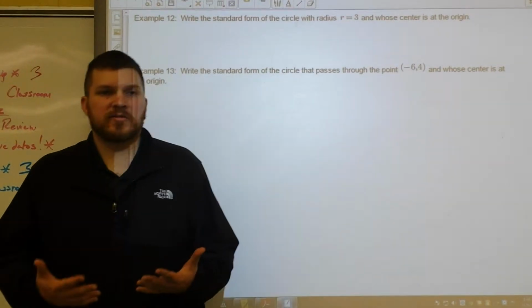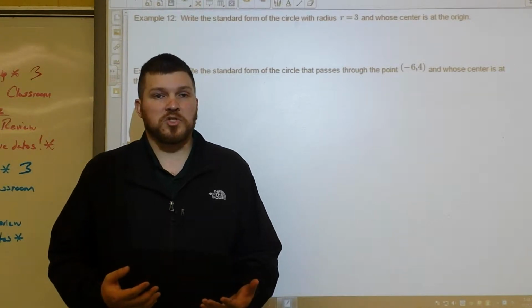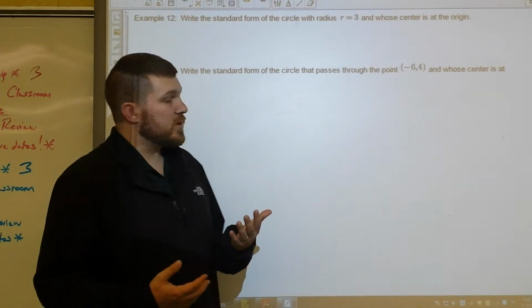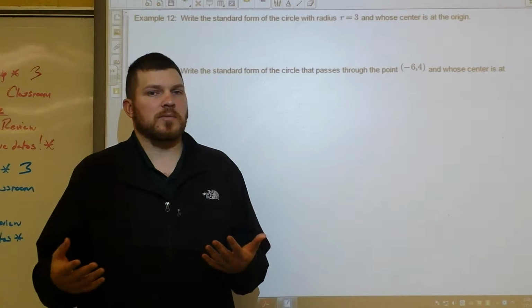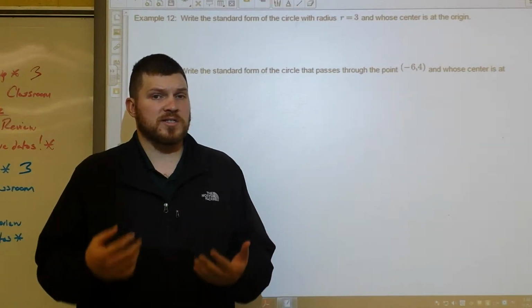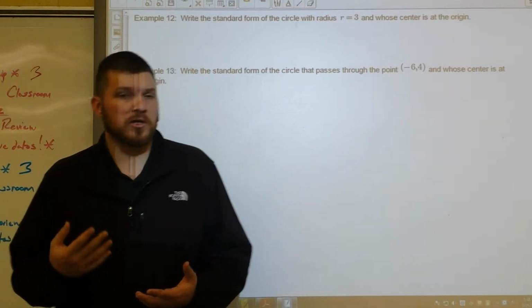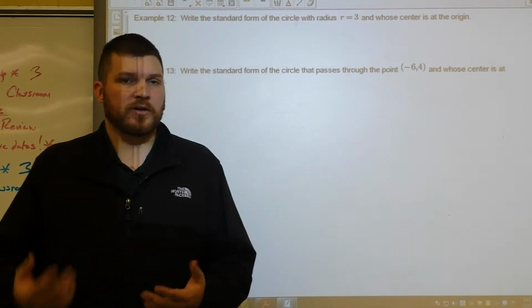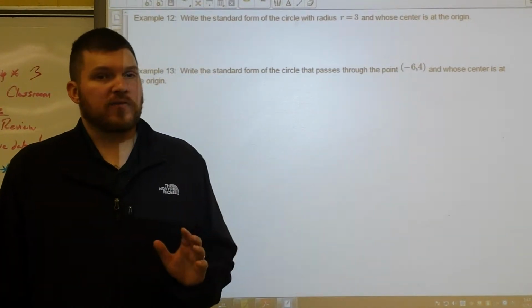Okay, so in this video we're talking about writing the equation of the circle. We're going to be given the radius and we're going to be given a point in the next example, but pretty much what we want to focus on is that the center is the origin. So these two examples are a little bit easier than what we'll do in the next video. So if the center is the origin, life gets easy.